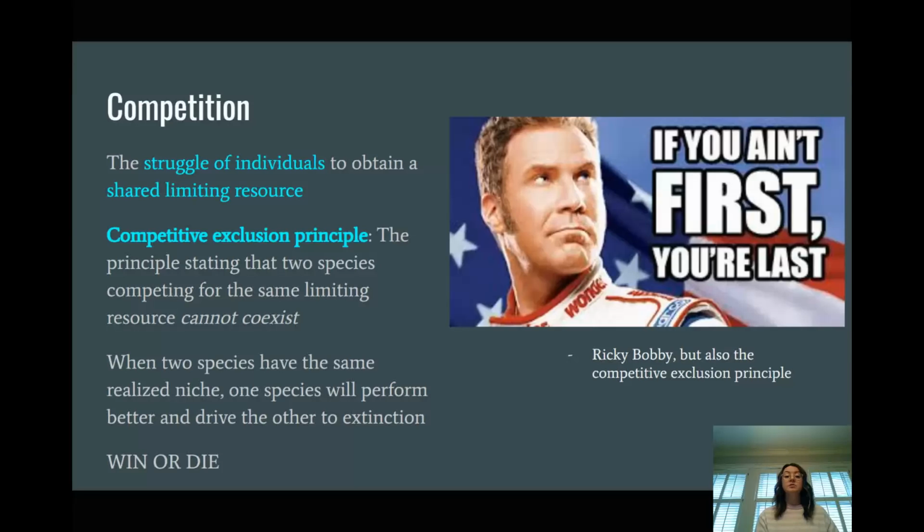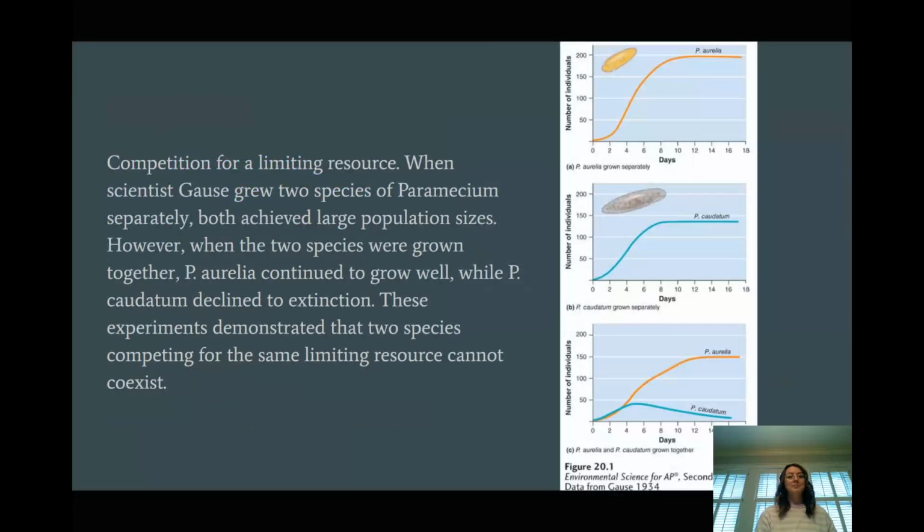These are ideas of what we think species or individuals will do when they're competing over the same thing. The competitive exclusion principle states that if 2 species are competing for the same limiting resource, they cannot coexist. So one's going to outcompete the other, and the other is going to die and cease to exist. So either you win or you die.